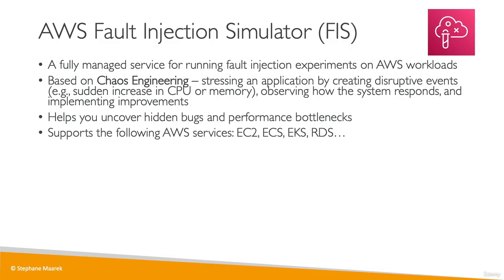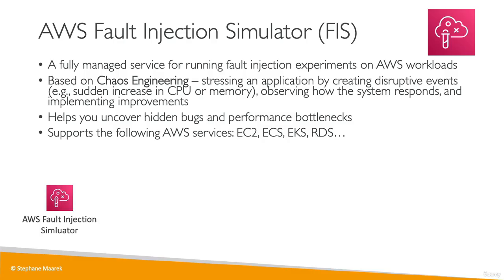Currently, FIS supports some services. You don't need to know them all, but here's a list, and maybe there will be others over time. EC2, for example, by terminating EC2 instances, ECS by stopping ECS tasks, EKS and so on to stop Kubernetes tasks, and RDS to make failures go alongside our database.